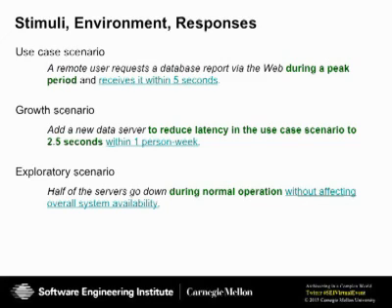So an everyday use of the system would be a remote user requests a database report via the web during a peak period and receives it within 5 seconds. A growth scenario would be I'm able to add a new data server to the system to reduce latency in the use case scenario to 2.5 seconds, and I'm able to do that within 1 person week. An exploratory scenario, and again, this is probably something that's never going to happen, but if it did, it would stress the system. And the scenario is half of the servers go down during normal operation, and yet the overall availability of the system is not affected.